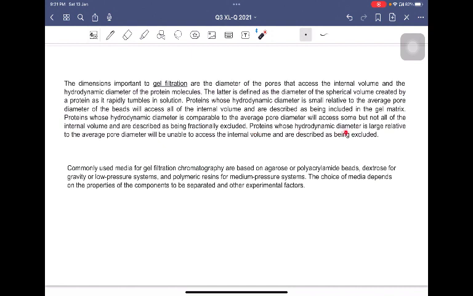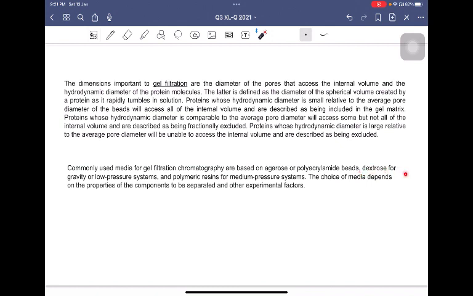Proteins whose hydrodynamic diameter is large relative to the average pore diameter, so larger than the pore diameter, will be unable to access the internal volume. So they will not come inside the beads at all, and they will be excluded from the column in the void volume.